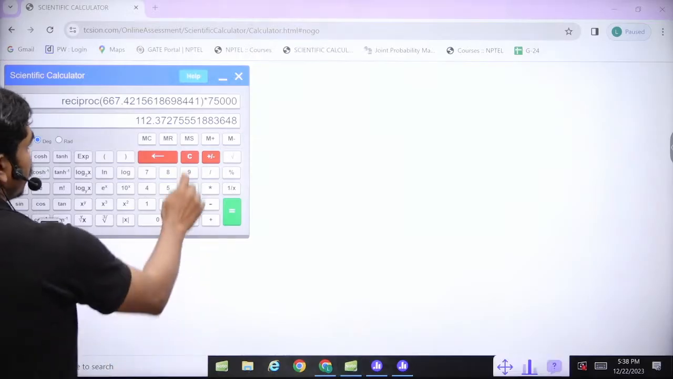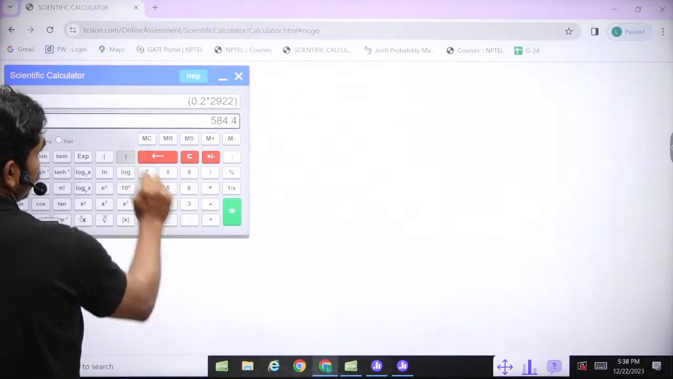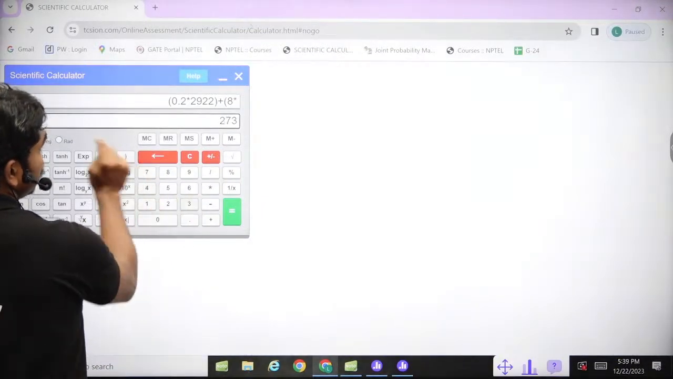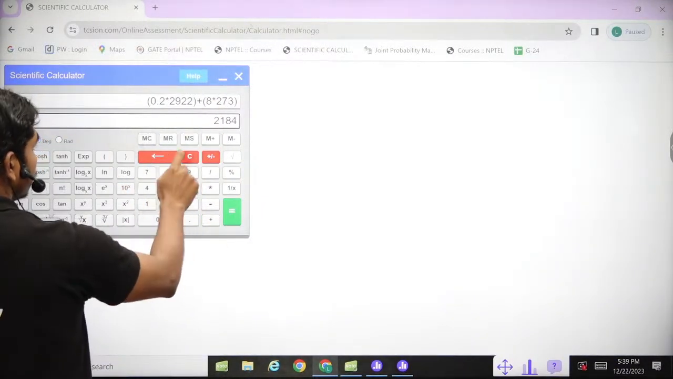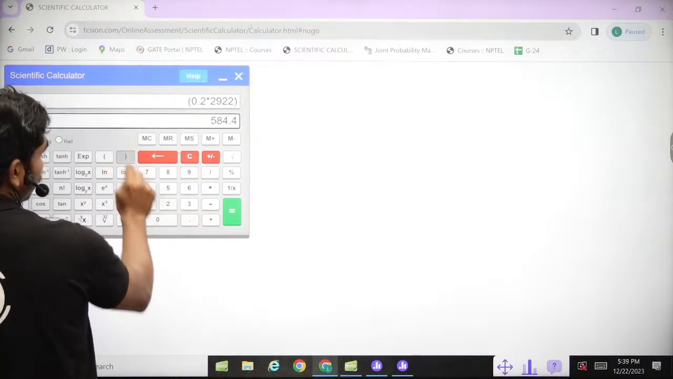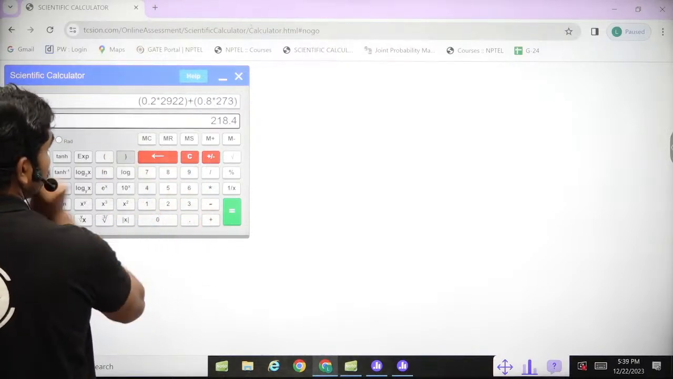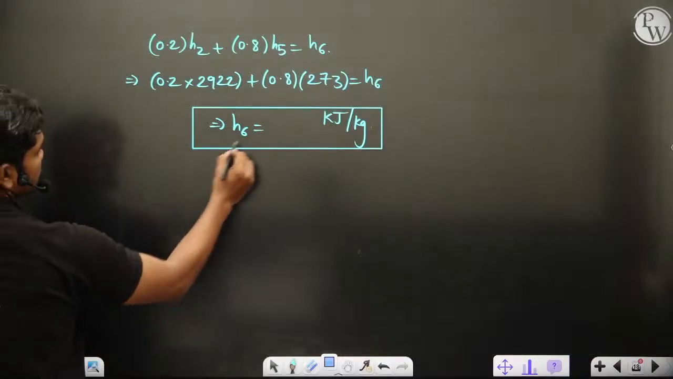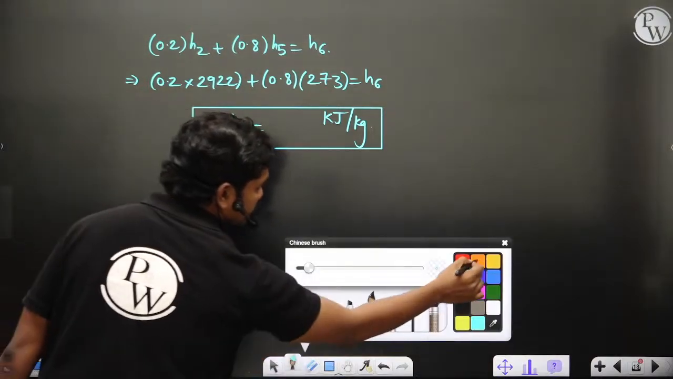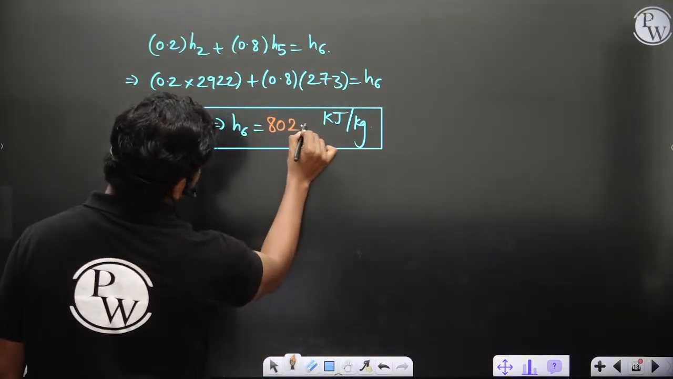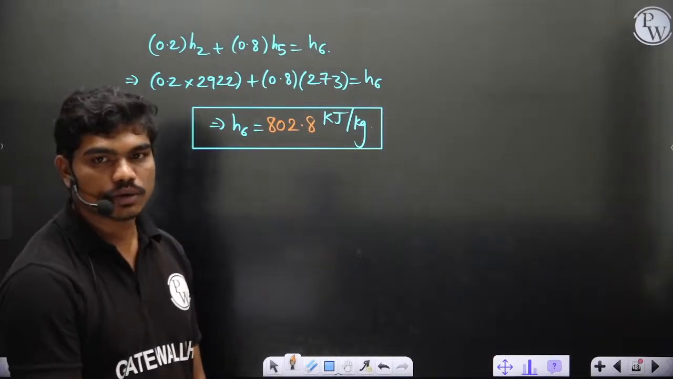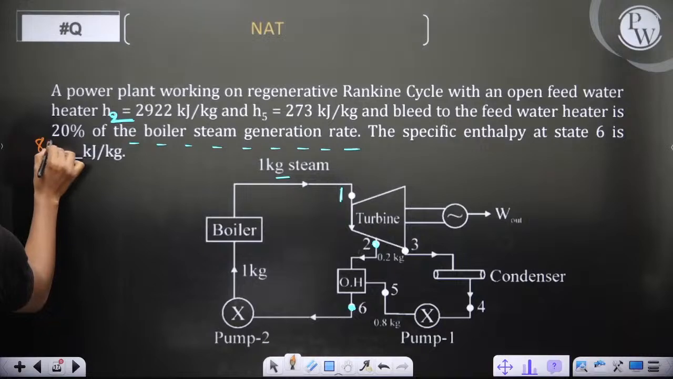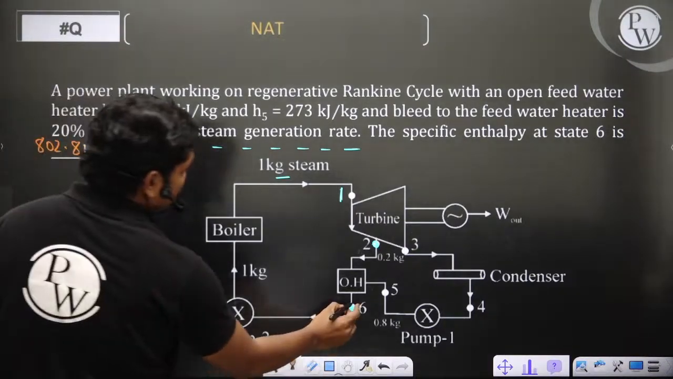So 0.2 into 2922 plus 0.8 into 273. Oh, this should be 0.8 now. Let us see. 0.2 into 2922 plus 0.8 into 273. If you simplify this, the enthalpy is 802.8, correct? 802.8 kilojoule per kg is what you have. Yeah, 802.8 kilojoule per kg is the enthalpy at this feed water heating.